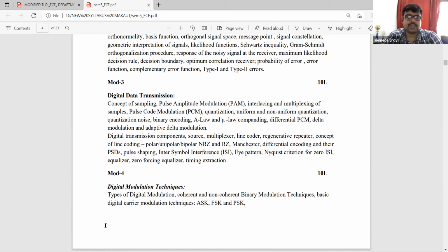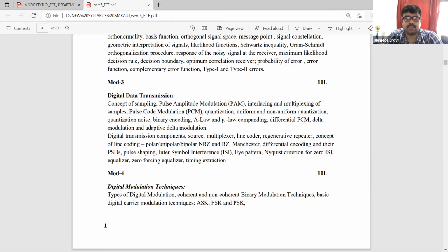Next section, that is the digital transmission components: source, multiplexer, line coder, regenerative repeater, concept of line coding, polar, unipolar, bipolar, NRZ, RZ, Manchester, differential encoding, and their various PSDs. Pulse shaping, intersymbol interference (ISI), eye pattern, Nyquist criteria for zero ISI, equalizer, zero forcing equalizer, timing extraction.